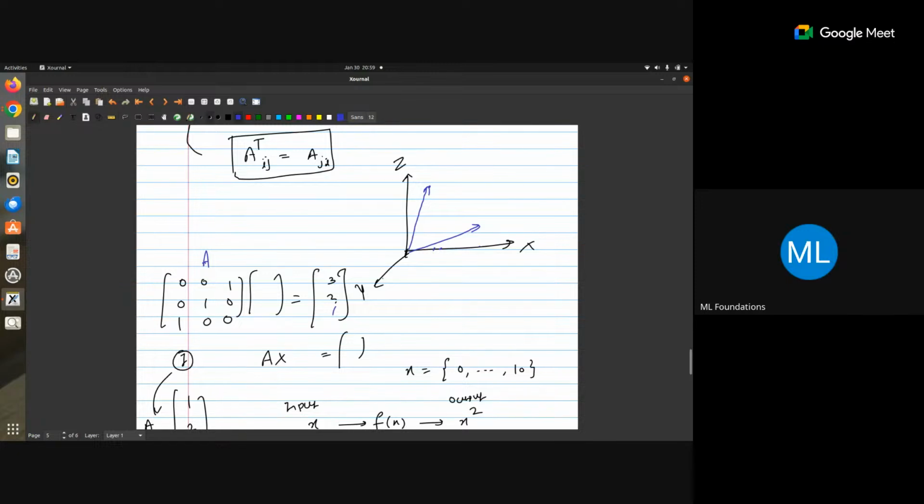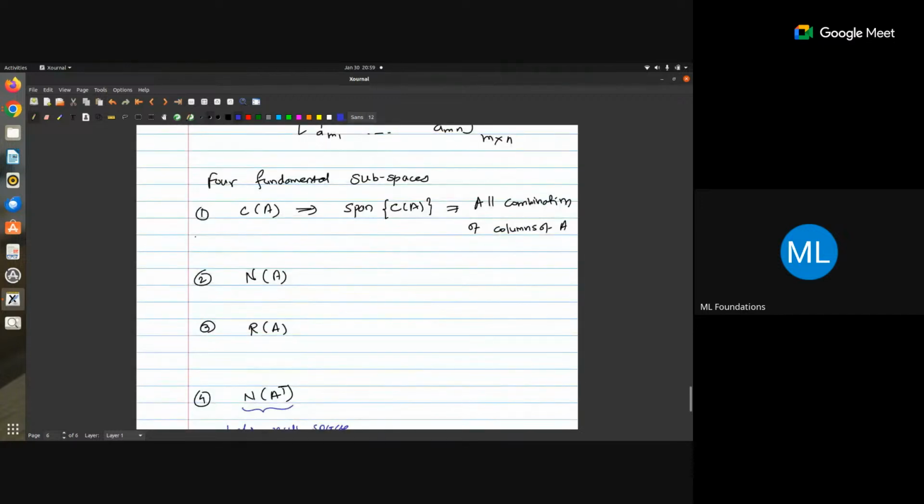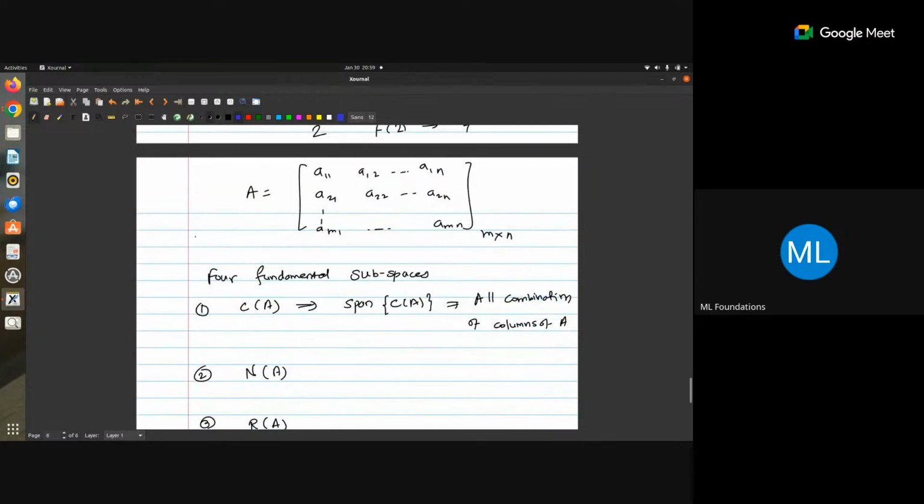So there are some special operators. This matrix A is an operator which you operate on some X, and we get some output. But what are the properties of this matrix A that we are trying to learn here? This will formulate some subspaces. When I consider this matrix A as a combination of different vectors, the fundamental subspaces are the column space of A, null space of A, row space of A, and left null space.